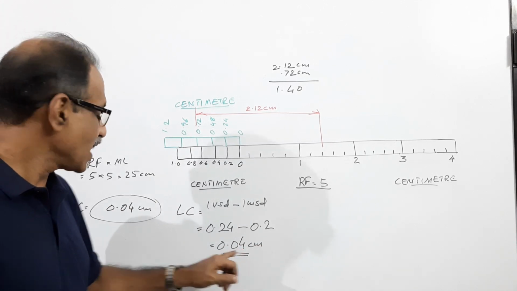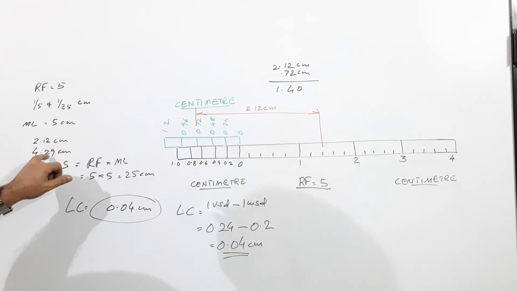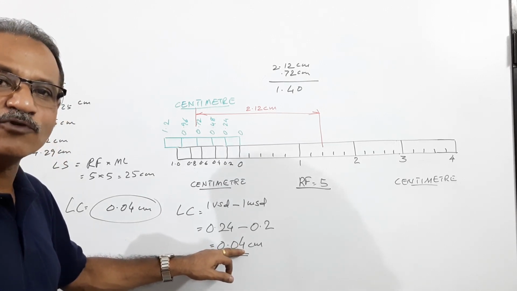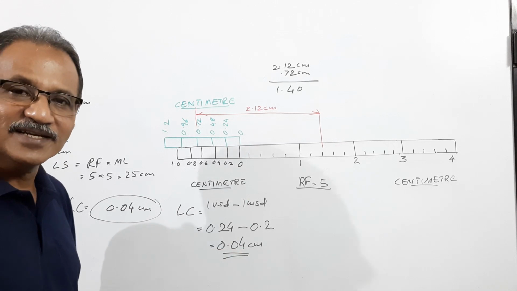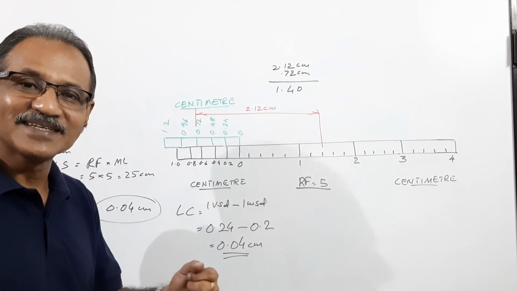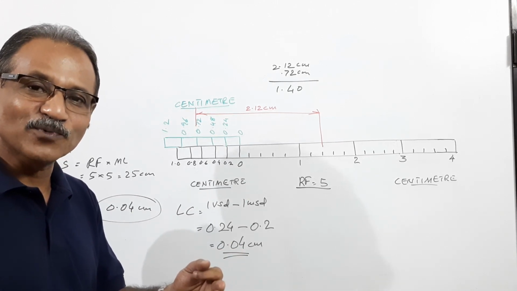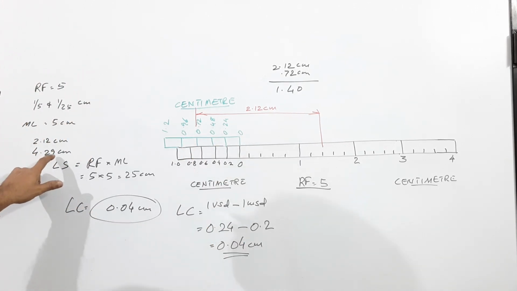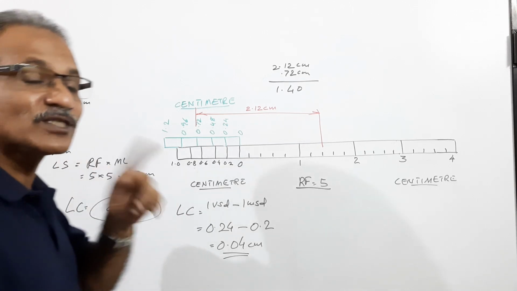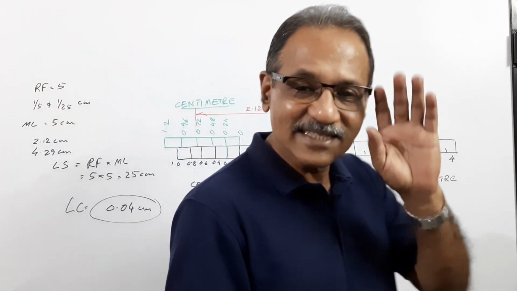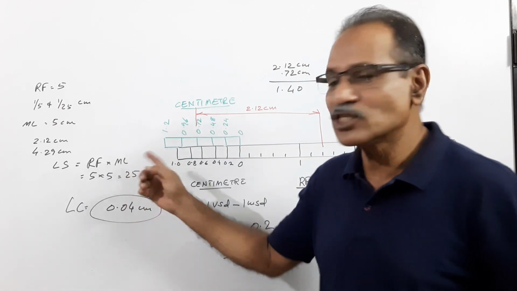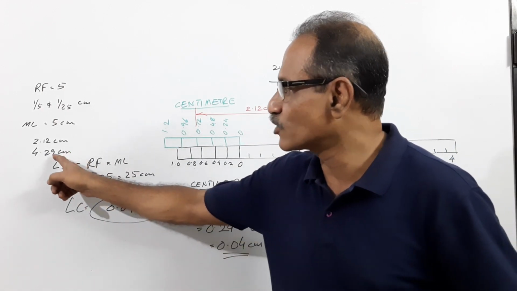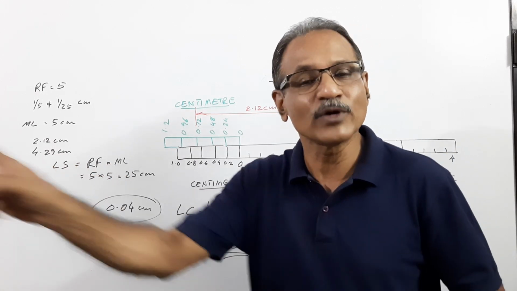So, how can you show 4.29? You can show multiples of 0.04. Isn't it? 0.04, 0.08, 0.12, 0.16, 0.2, and so on. This ends with a 9. It cannot be shown. So the question is wrong. That distance cannot be shown because the least count is 0.04. 0.09 cannot be shown. The 0.29 cannot be shown.